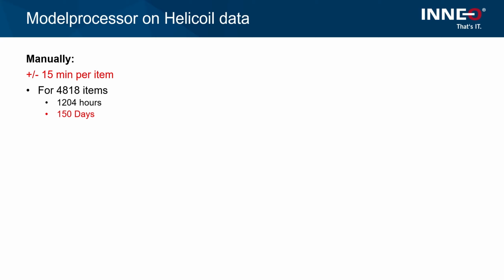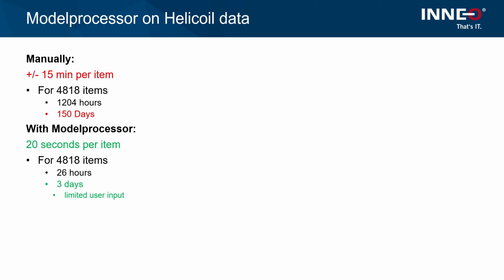That would mean someone had to sit there 8 hours a day, Monday to Friday, to do this work. And we've gone through this process 3 times, so we had to make 3 sets of changes, so that would be about 450 days of work, and that's just working weekdays. So it would be more than a year to make all these changes to the data. But with Modelprocessor, it only takes 20 seconds per item. So instead of taking 150 days, you can do this in 3 days with very limited user input.